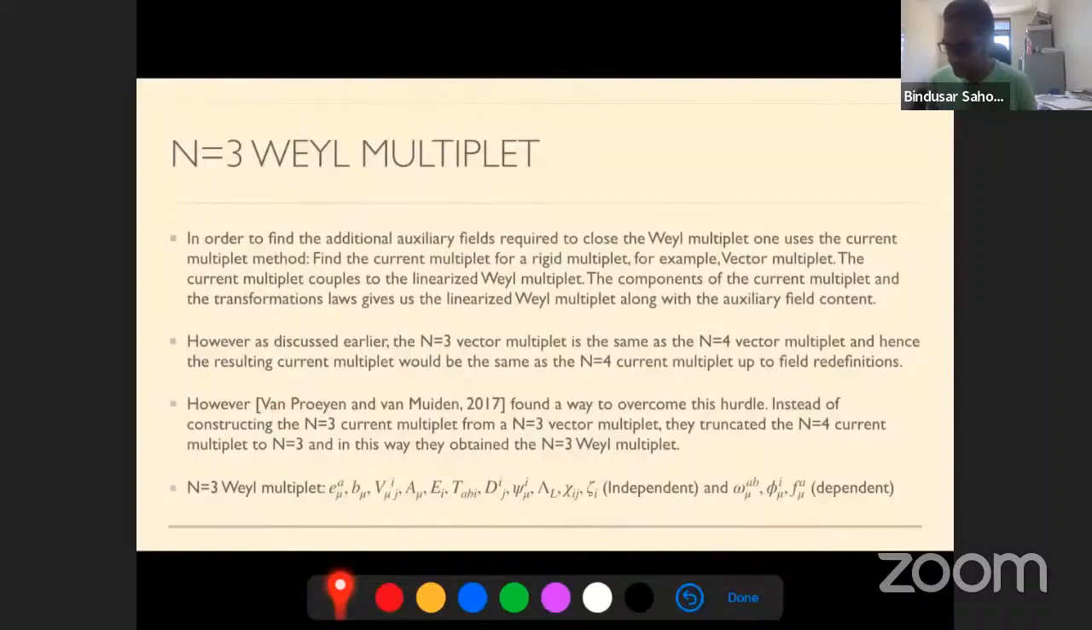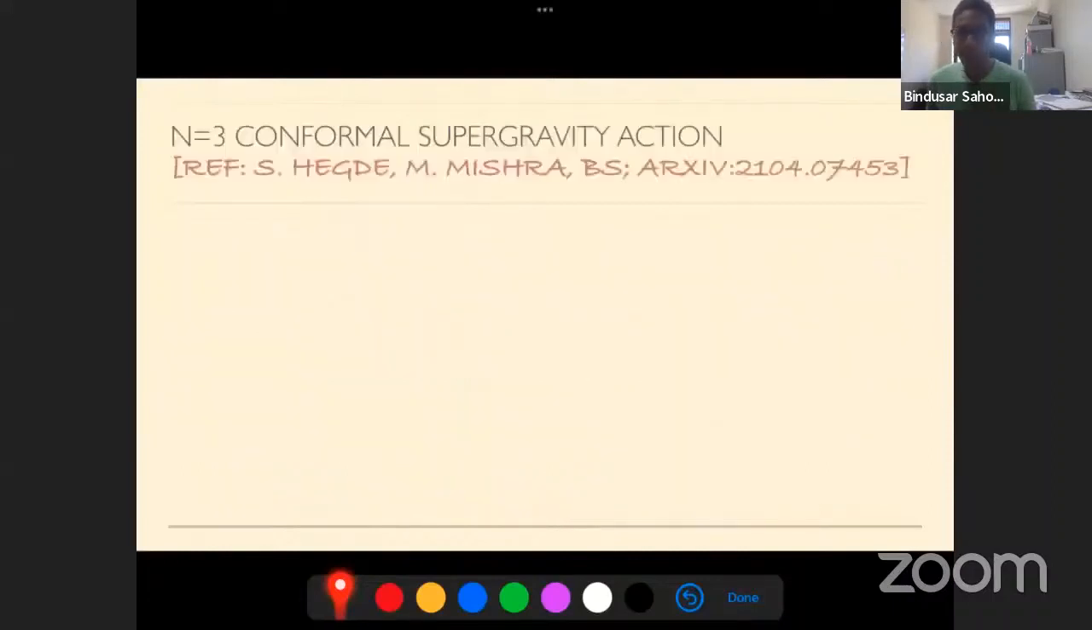Okay. So after we have obtained the N=3 Weyl multiplet, the next step is to obtain an action for this Weyl multiplet. So we are interested in this N=3 conformal supergravity action for the Weyl multiplet. Okay, and so now I'm going to discuss how to construct this action. And this is from our recent paper with Subramanya Hegde and Madhu.